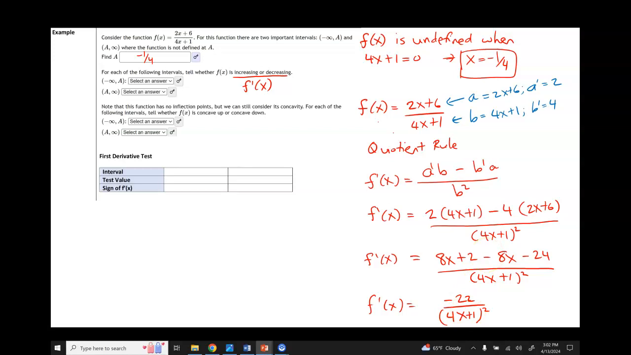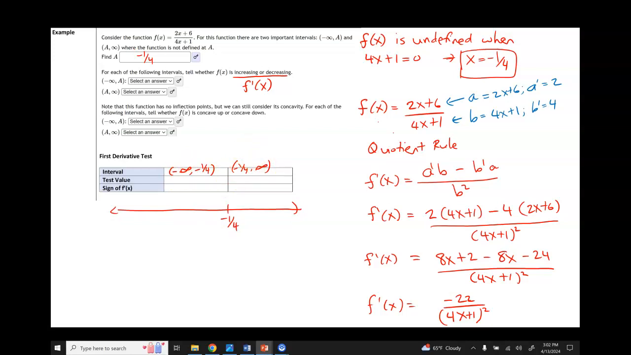Okay, now I want to know where this is increasing or decreasing. So I'm going to make two intervals. Remember, negative 1/4 is where the function is undefined. So my two intervals are going to be negative infinity comma negative 1/4 and negative 1/4 comma infinity.